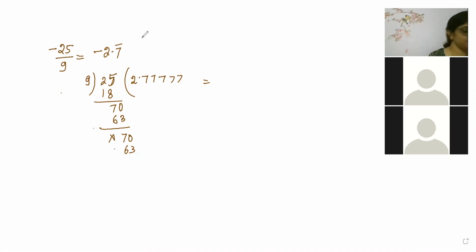Correct only, no problem. Correct. Super, beta. Minus 2.7 bar. Very, very good work. Very, very, very good work.